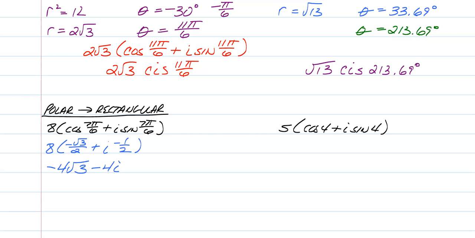Next example. Since 4 is nowhere on the unit circle, this is just a calculator problem. So what you're doing is just distributing your 5. So 5 times the cosine of 4 plus i times 5 sine of 4. Type that in your calculator. 5 times the cosine of 4 is a negative 3.27. And then 5 times the sine of 4 is a negative 3.78i. And that's it. You're done.